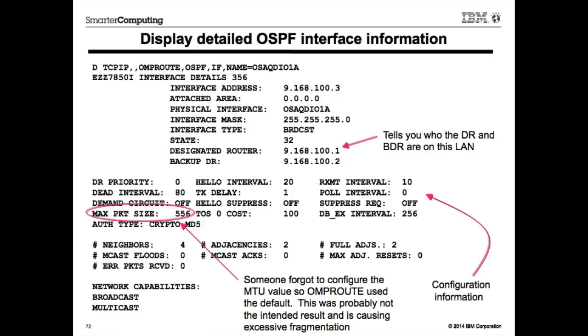All right, slide 71, you can get more details about an interface. For example, if I do a detailed display of a specific interface here, it'll tell me who I think the designated router and the backup designated router are. So these are my selections for who I think they are.